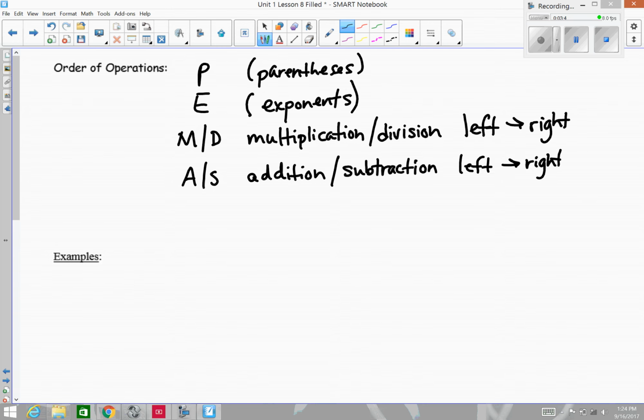Some of you, instead of remembering PEMDAS, might remember that saying, please excuse my dear Aunt Sally. So whichever way you use to remember that, we want to go in the order parentheses first, followed by exponents, any multiplication and division, and then any addition and subtraction. So let's start looking at some examples. The first one, pretty straightforward.